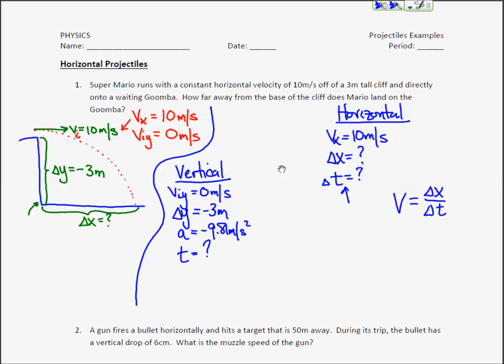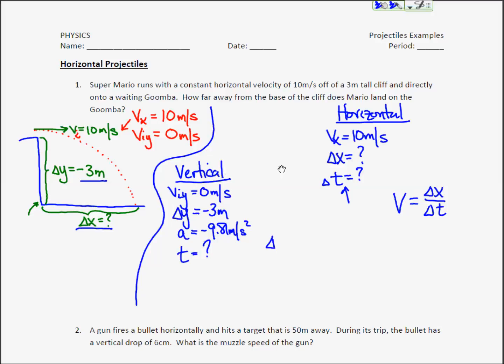We know that the time it takes for Mario to fall this 3 meters, our vertical displacement, is the exact same amount of time as what it takes him to move left to right. He can't be falling for a longer or shorter period of time than he's moving left to right. So those times have to be the same. If I solve for it in the vertical direction, then I can use it over in the horizontal direction. And that's kind of the key to these problems.